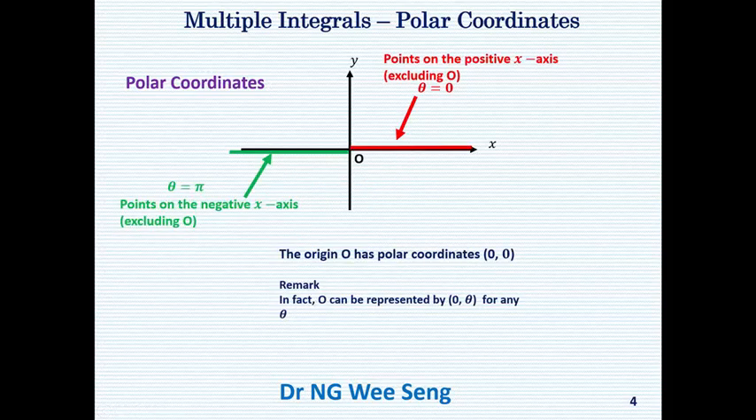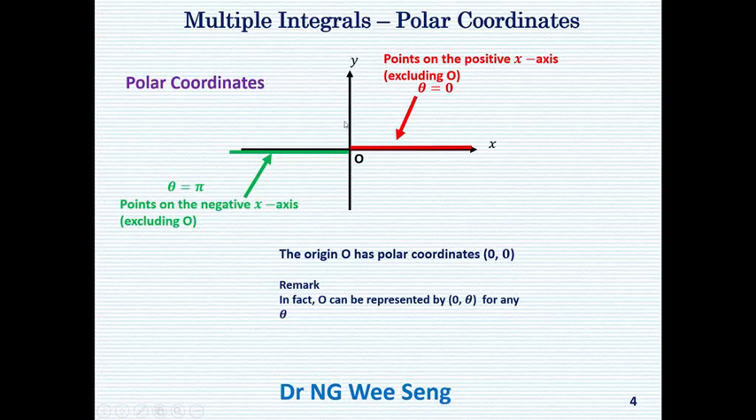Apparently, there are some special cases we have to address. The first is the origin itself. Based on the definition of r, r will be 0 for the origin because r measures the distance from the point to the origin. So obviously at the origin itself, distance is 0. Actually, theta can take any value. But for simplicity and for uniqueness, we will take it to be 0 for r and 0 for theta.